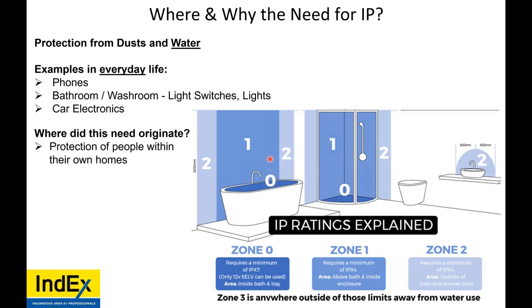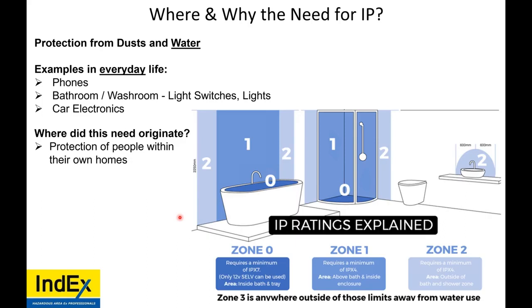So where and why the need for IP, ingress protection? We're talking about protection from dusts and waters. Examples in everyday life include our phones, within our bathrooms and washrooms, light switches, lights, outlets, GPOs, whatever someone may call them. Where did this need originate? Well, protection of people within their own homes.